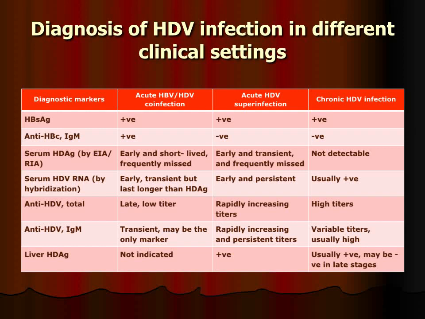But when there is chronic hepatitis D infection, you find the surface positive, the IgM negative, and the HDAg not detectable. PCR is usually positive, and the anti-HDV total is at high titer. The IgM is variable. The liver HDAg is usually positive but may be negative. Therefore, for chronic hepatitis D infection, you should have the surface antigen positive, not the core IgM, and the anti-HDV total high, but IgM is variable. This is, I think, simplified and revised for the diagnosis.